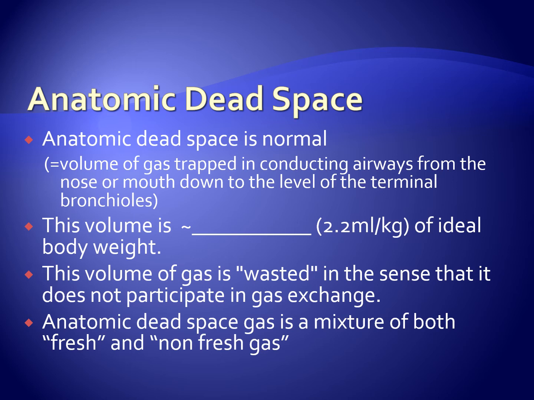So 1 ml per pound of ideal body weight is what you're looking at here. The volume of gas that is wasted is wasted in the sense that it does not participate in CO2 and O2 exchange. So when we look at anatomic dead space, it's a mixture of both fresh and non-fresh gas. This is normal. This is going on in your body right now. Is it very significant? No. Will it affect you very much unless you have a condition? No. Right? So this is just something that naturally happens. It's okay, right? Our body's set up to compensate for that.